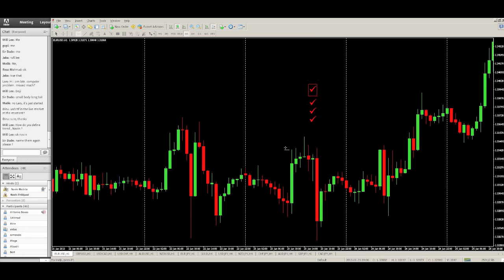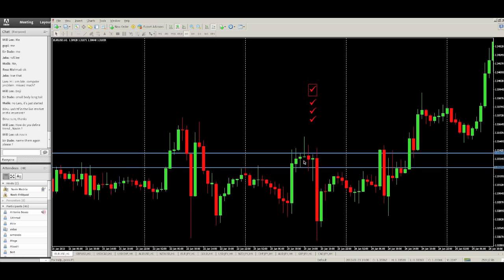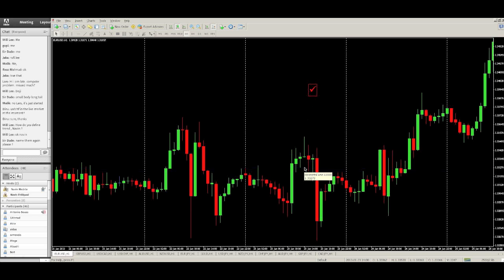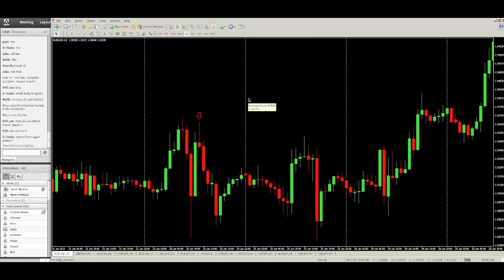If you put a line here, there's the high of the last candle. Here's the low of the last candle. Is the body inside this high and low? Yes. This makes it valid. This gives you an indication that the trend is going to turn around. Now, considering those steps in mind, is this a proper exhaustion? No. One of the criteria is not matching.